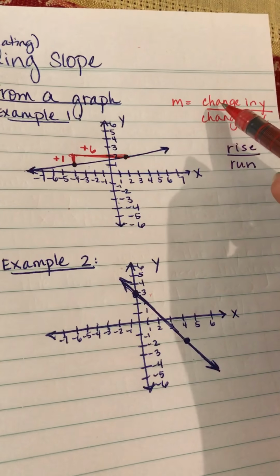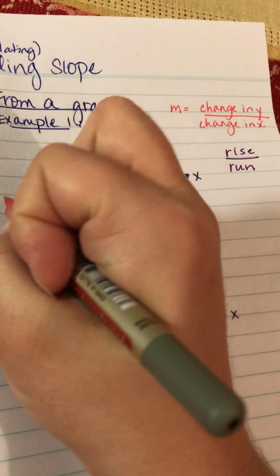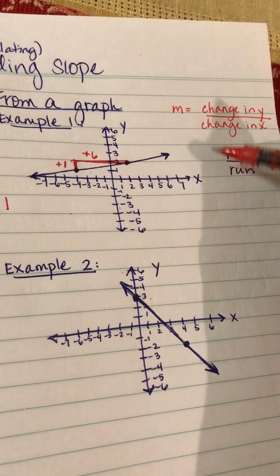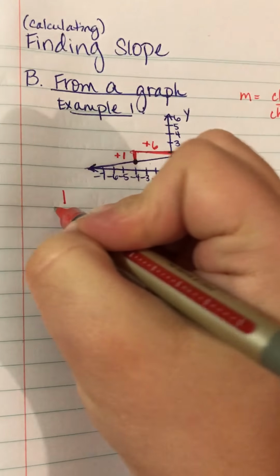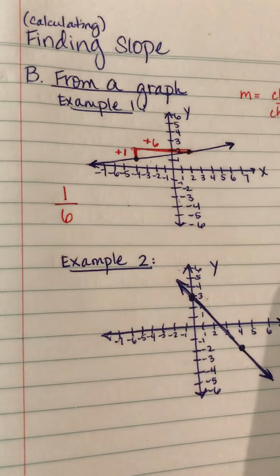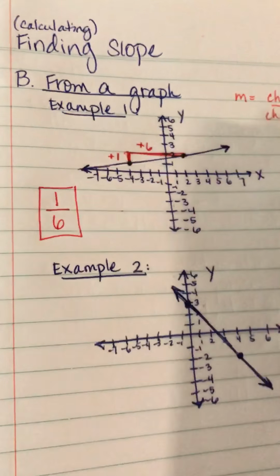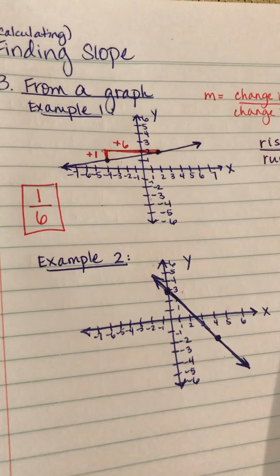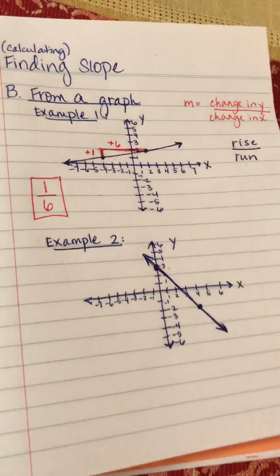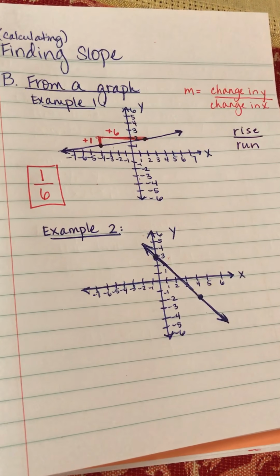Okay, so I'm almost finished. My slope is then equal to the change in the y values, which is 1, divided by the change in the x values, which is 6. Both numbers are positive, so the slope of this line is +1/6. If you want to try the next example on your own, you can pause the video here and come back.